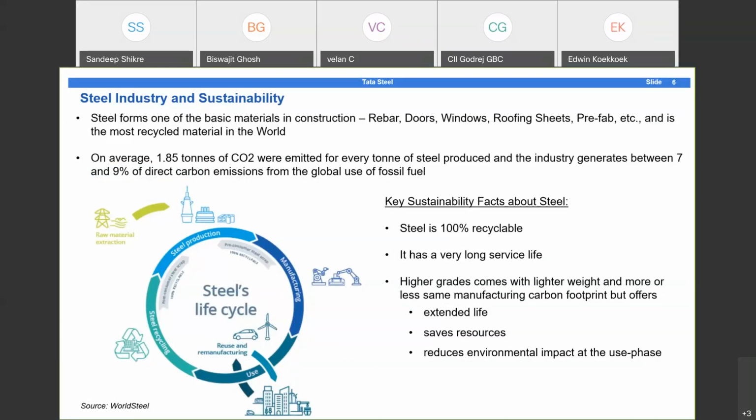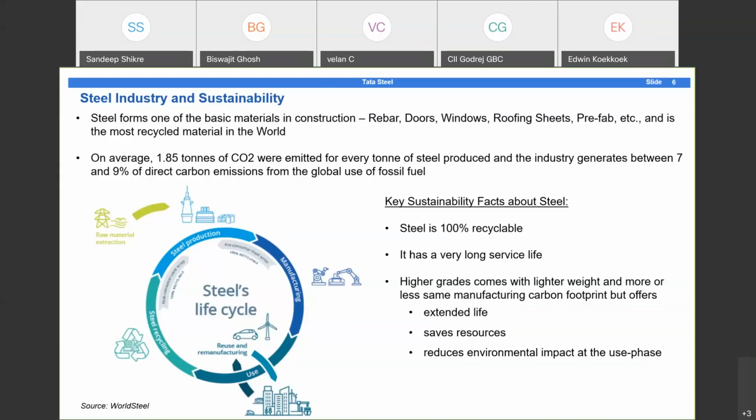At the same time, it must be noted that steel manufacturing is quite a CO2 intensive process. On an average, about 1.85 to 2 tons of CO2 are emitted for every ton of steel produced, and the industry generates roughly 7 to 9% of direct carbon emissions from the global use of fossil fuel. However, the good part is that steel is 100% recyclable. It can be recycled any number of times.